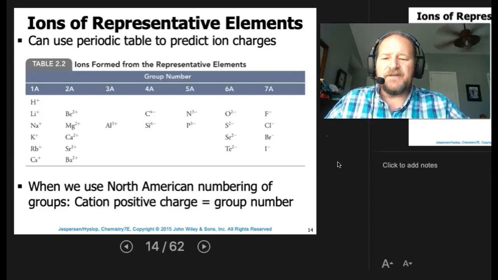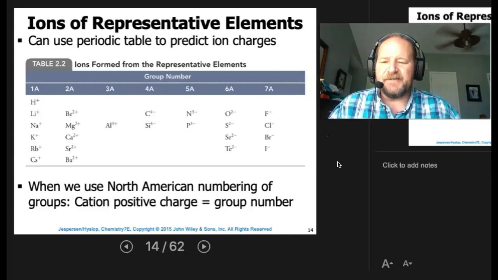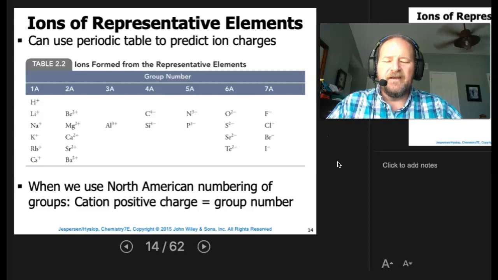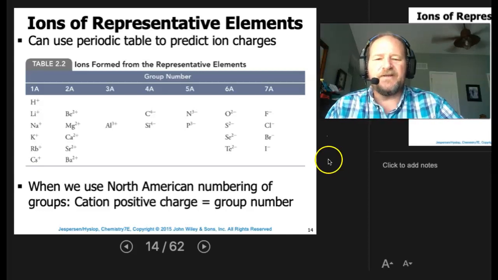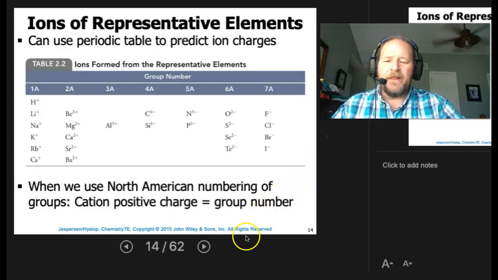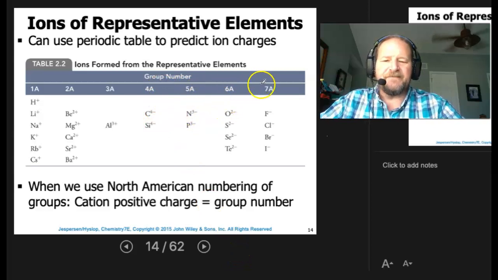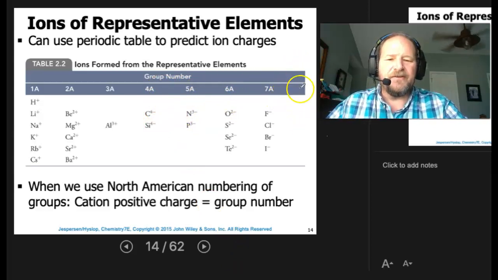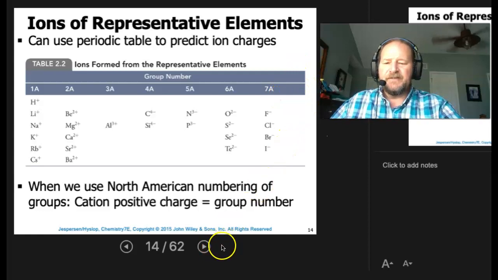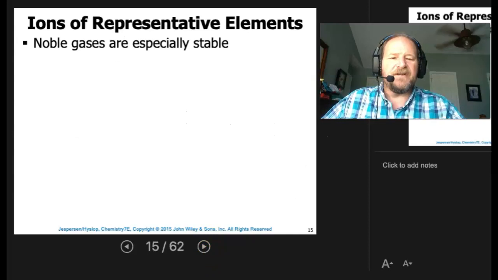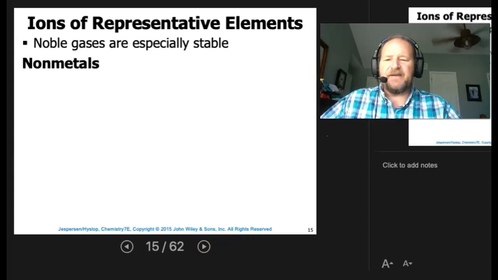All right. So we can basically use our periodic table then to predict the charges of our ions. When we use the North American numbering system, which means we have the group 1A, the charge typically lines up with the group numbers. So 1A is +1, 2A is +2, and so forth, until you get to 4A. 4A is when it switches, and then we have -3, -2, -1, and then we actually call the noble gases the zero group. All right, let's look at ions of representative elements. Noble gases are especially stable.